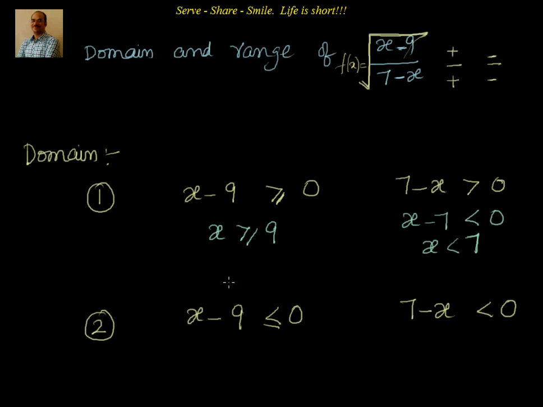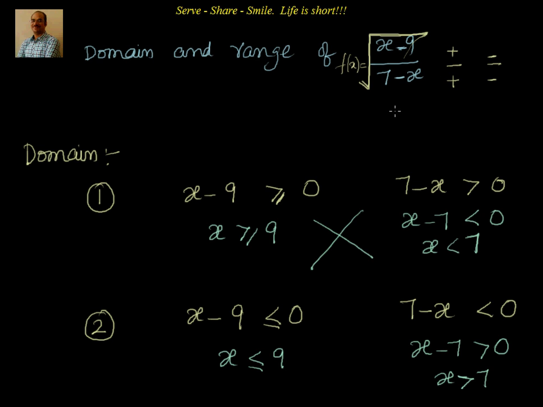Now x less than 7 and x greater than or equal to 9 is not valid. So we will go to the next one. We can't have values where x is greater than or equal to 9 and also x less than 7, not possible. So let's go to the next condition. We have x less than or equal to 9 and here I have x minus 7 greater than 0, or x greater than 7. So the domain is all the values which are greater than 7 and which are less than or equal to 9.